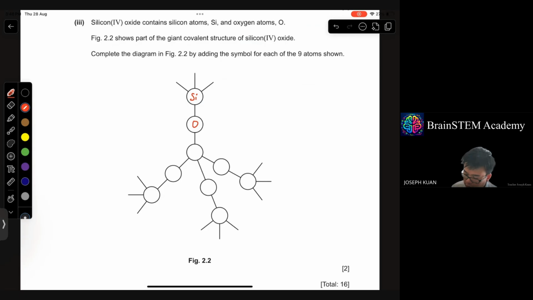So using this logic, we can see that this is silicon, 4 lines, and these are oxygen, only surrounded by 2 lines, and silicon. By the way, lines meaning covalent bonding. Okay, so that's all, and that will give you 2 marks basically. Let's move on.